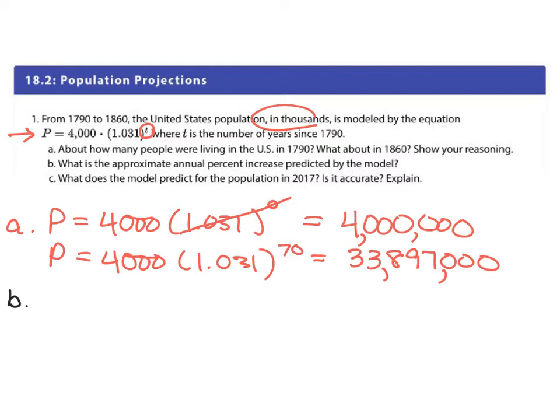What is the approximate annual percentage increase predicted by this model? If you look at this value, 1.031, the 0.031 is the increase. I move my decimal over and it's 3.1%. That is my annual percent increase.